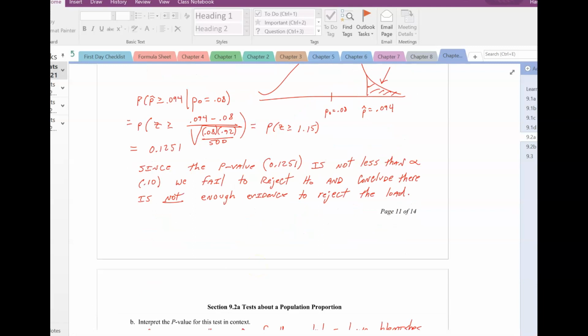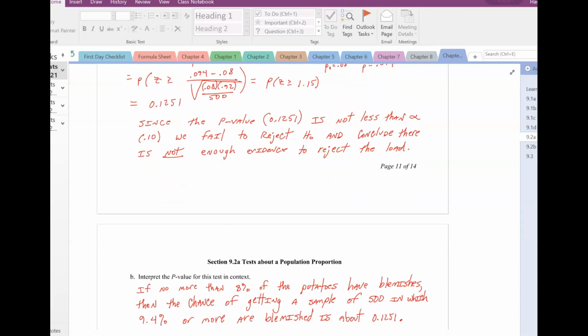On the next page, the top part says, interpret the p-value for this test in context. Now, we're not drawing a conclusion about the potatoes themselves. This question is just asking you to explain, what does this p-value mean? So remember, the p-value is the conditional probability. So if no more than 8% of the potatoes have blemishes, so if that null hypothesis is true, then the chance of getting a sample of 500 in which 9.4% or more are blemished is about 0.1251. That's interpreting the p-value.